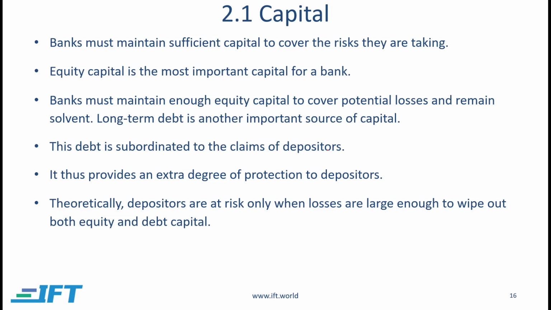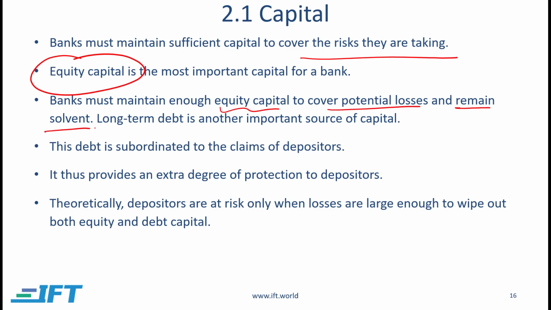So let's talk about capital. Of course, equity capital is the most important for the bank. They must maintain sufficient capital to cover the risks they are taking. And equity capital should be enough to cover potential losses. How much that should be is covered in book 4. We'll learn how to calculate. But it should be enough to cover potential losses so that the bank remains solvent.